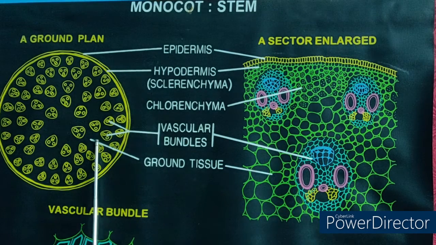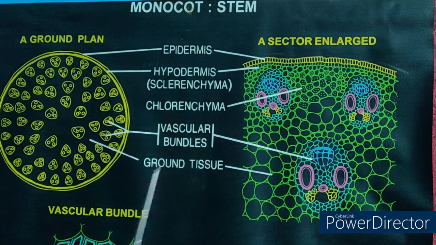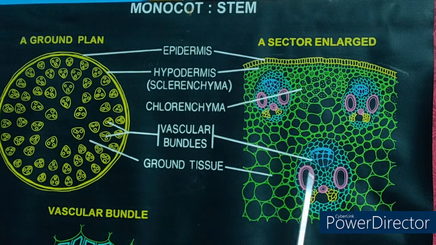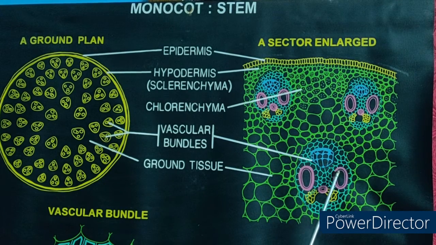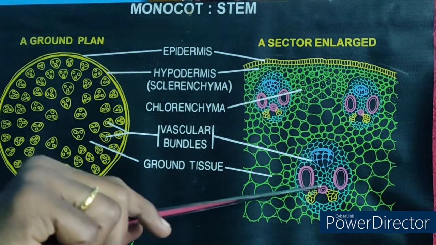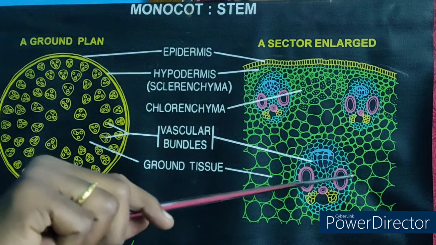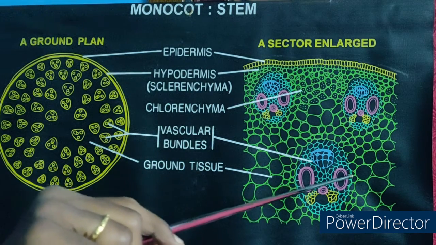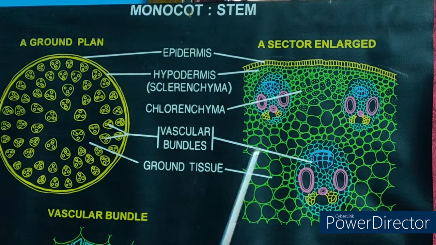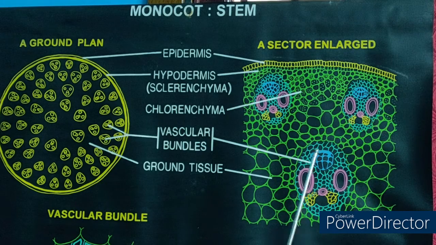Again I repeat: conjoined, second one is collateral, and third one is endarched. I hope you remember what endarched is. That is protoxylem towards the center and metaxylem towards the periphery. So this is the center. Protoxylem is near and metaxylem is far away, towards the periphery, and this kind of arrangement is known as endarched. Then the last one is absence of cambium, and so it is known as a closed type of vascular bundle.